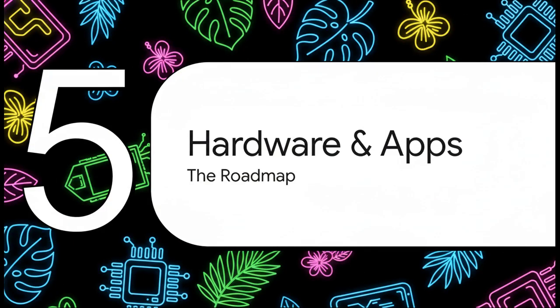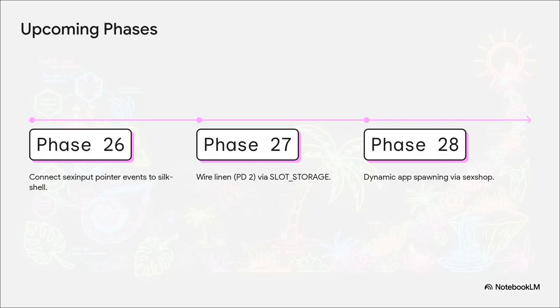Finally, Section 5: next work. Let's look at the roadmap for hardware and apps. We've got incredible momentum right now, and our next steps are super clear. Up next is Phase 26, where we physically connect sex-input normalized pointer events into Silk Shell so we get actual real hardware mouse drag and resize proofs.